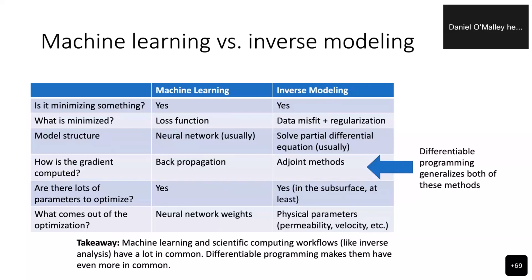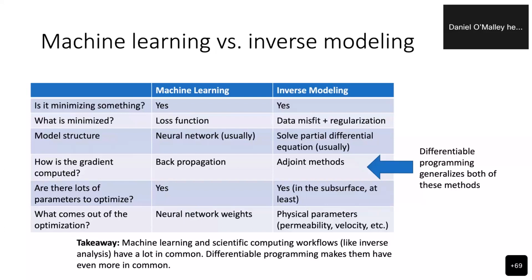Oftentimes they both have lots and lots of parameters to optimize. You see these machine learning models now with hundreds of billions of parameters. And in the subsurface, we also have lots and lots of parameters because oftentimes we want to know the heterogeneity of the subsurface, and that generally means we have a parameter at every point in space on our mesh. So the number of parameters is going to be proportional to the number of mesh nodes.